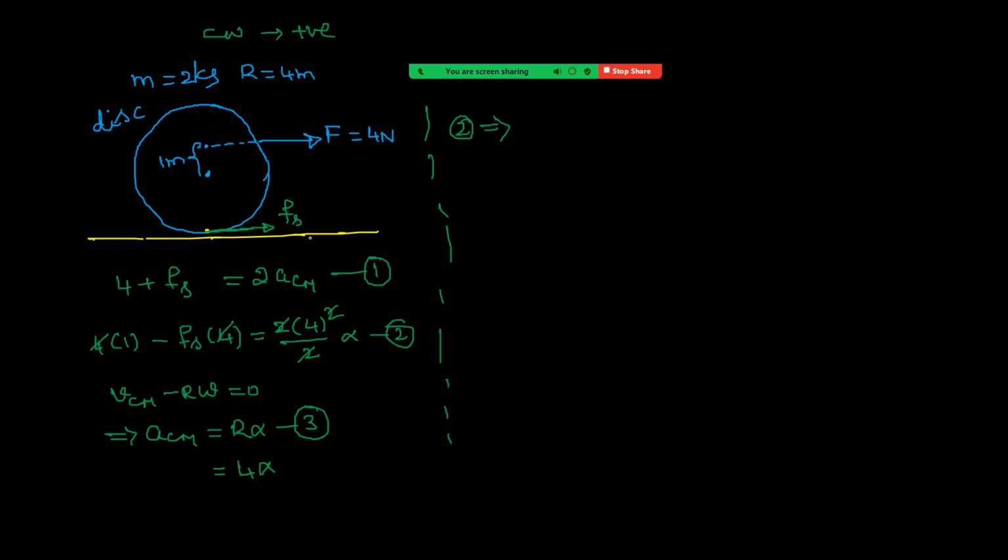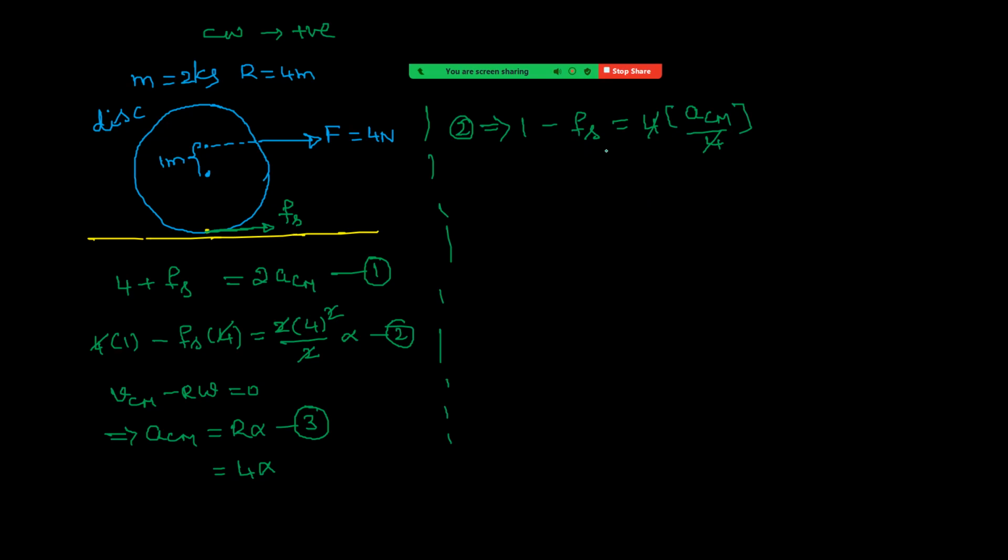From equation 2, it is 1 minus Fs. What else is left here? Only 4 is left. Okay. 4 in the place of alpha, ACM by 4. 4, 4 cancel. Right. Now in the place of ACM, we got 1 minus Fs.